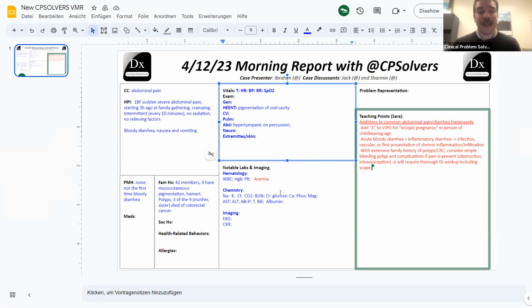So the fact that we have this hypertympany on exam here tells us that there is probably more gas than normal somewhere within the abdomen. If that gas is in the lumen of the GI tract, the probability of obstruction goes up much, much higher. And certainly a polyp can be a nidus for developing obstruction.